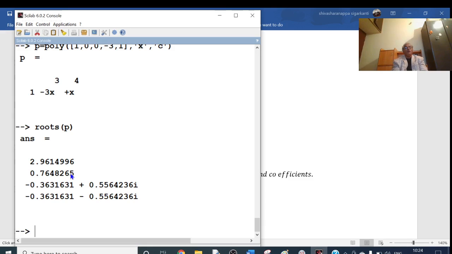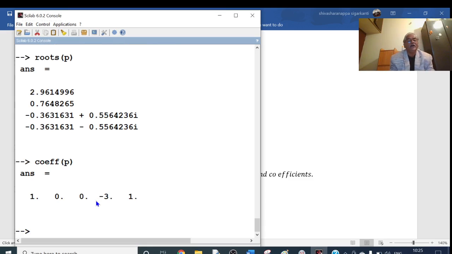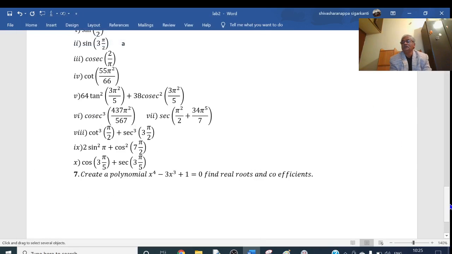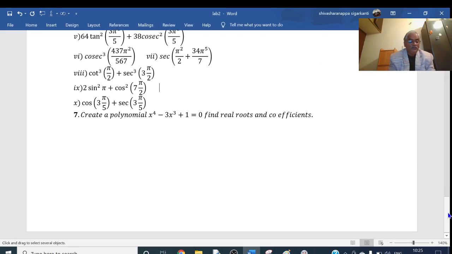This is a biquadratic equation. Definitely there are 4 roots, and these two are 2 real roots, and these 2 are imaginary roots. And to find the coefficients, the command is COEF. Open bracket here. Type the polynomial name here, P. Enter. Yeah, I am getting these are the coefficients. Okay. Thank you. I will stop here.